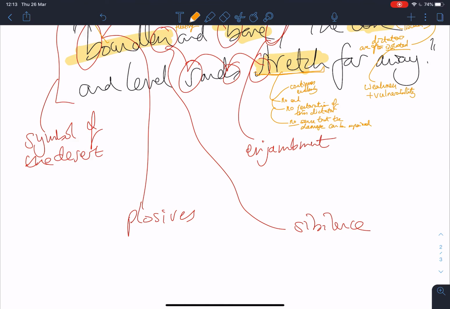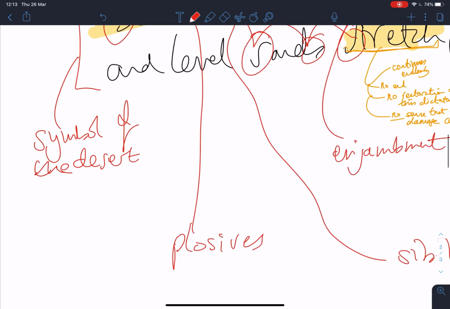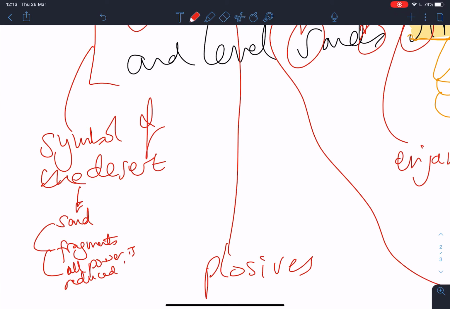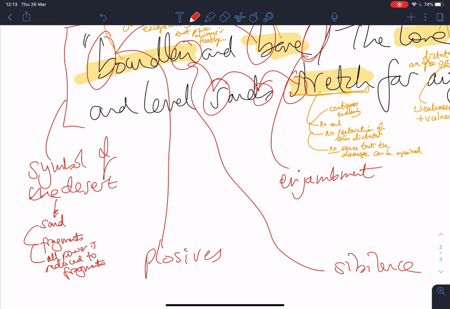Now let's start working through our features. So we can look at the symbol of the desert. Deserts are made up of sand. I know that's the statement of the blindingly obvious, but that lets us do something more interesting. Sand are just fragments. So all power is reduced to fragments.